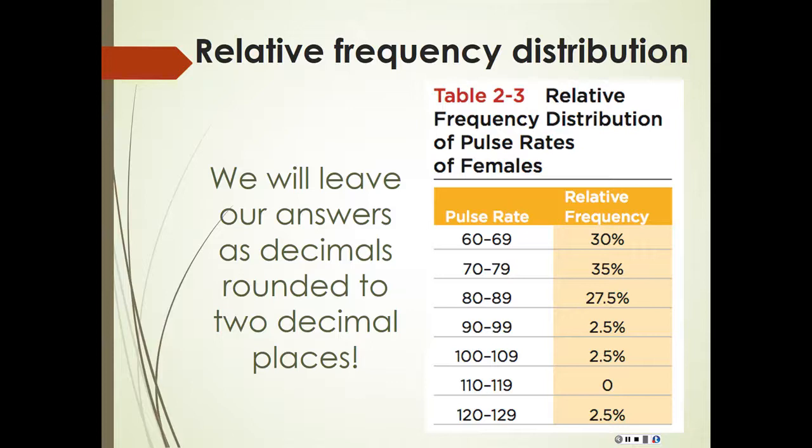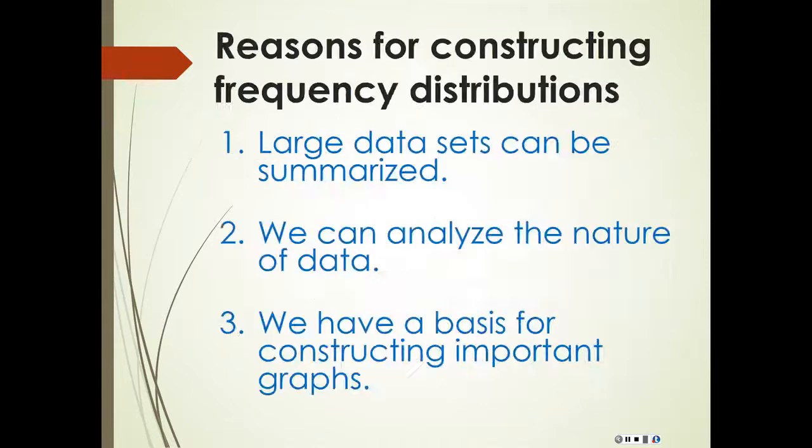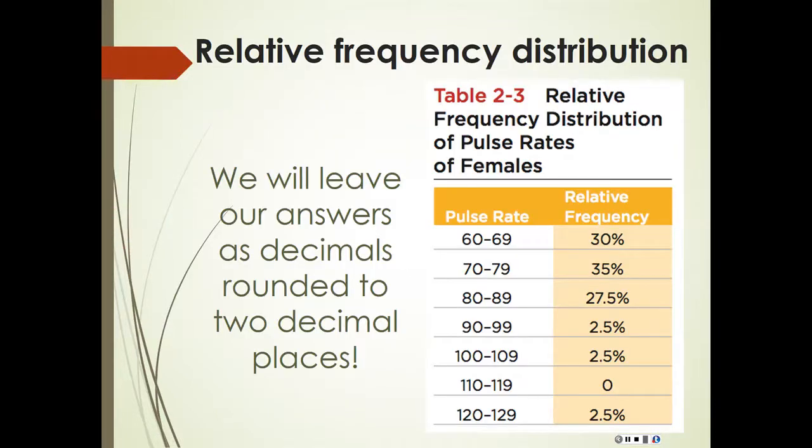0.3. How do I change 0.3 into a percentage? Move the decimal 2 places, which direction? To the right. So the decimal's in front of the 3, 2 places to the right. That says I have to add a 0 after the 3, and that's 30%. Okay? Same thing for 35%. My frequency was 14. 14 divided by 40 comes out to be 0.35. And that's 35%. The same way all the way down.